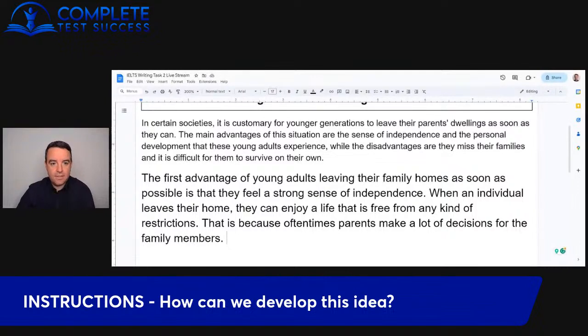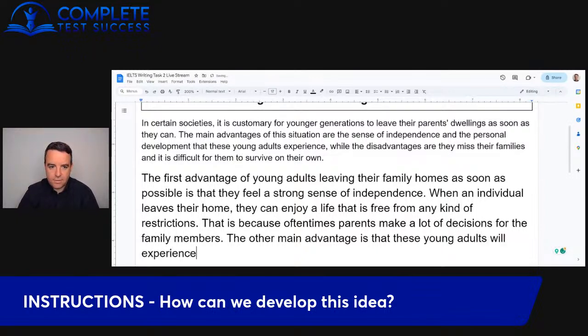from there, so the other main advantage is that, so what did we say, personal development is that these young adults will experience a lot of personal development.